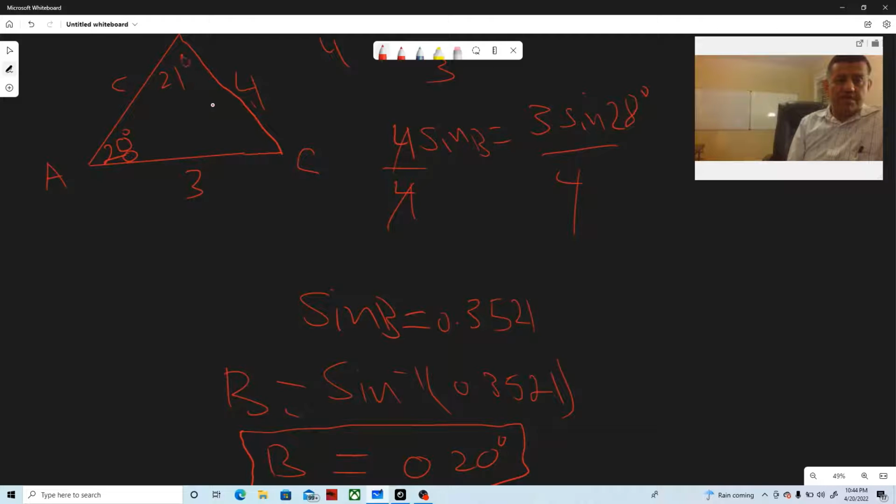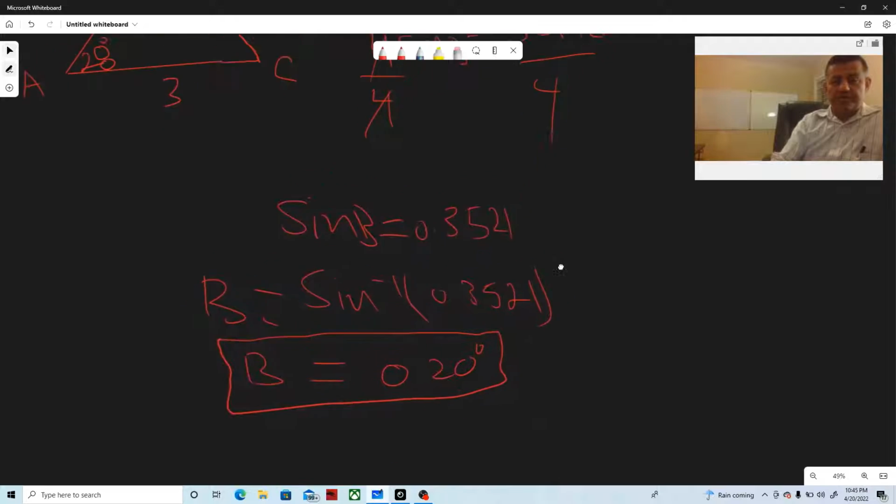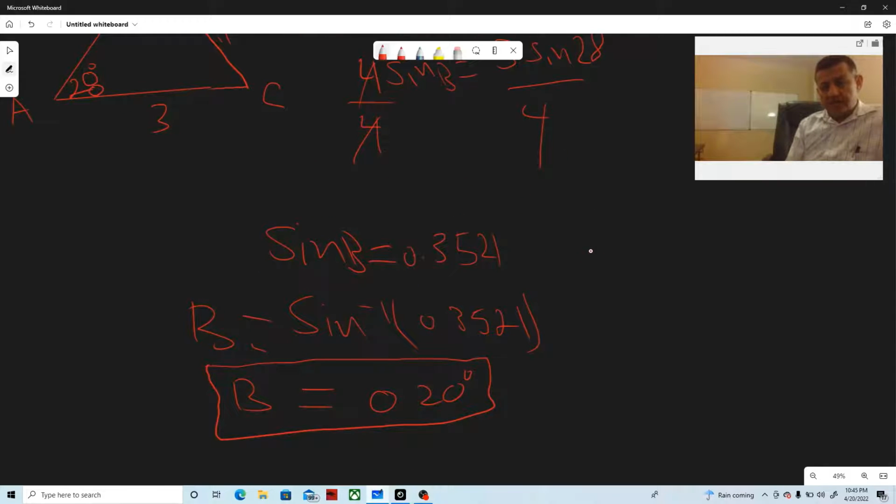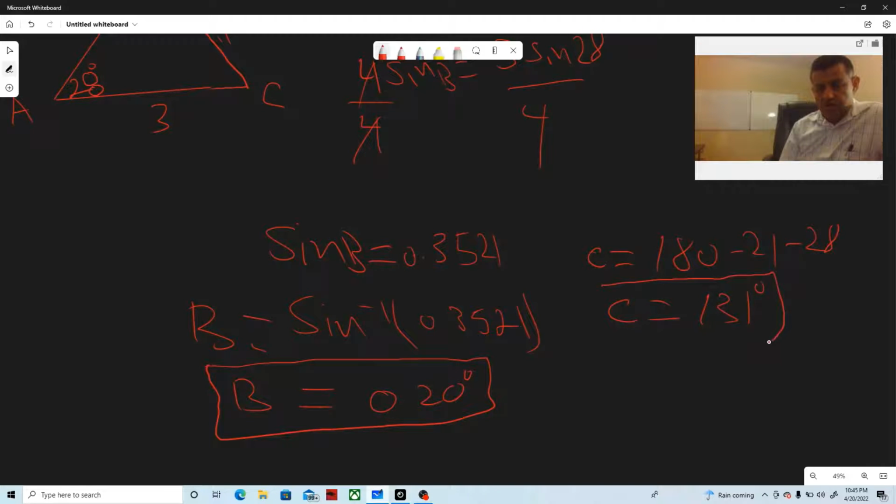Now the question would be, can we find angle C? Of course we can, because we can say that angle C is equal to 180 minus 21 minus 28. And C is equal to 131 degrees.